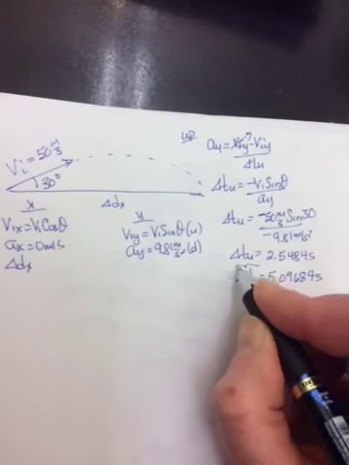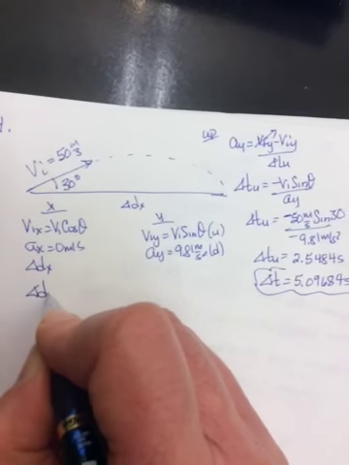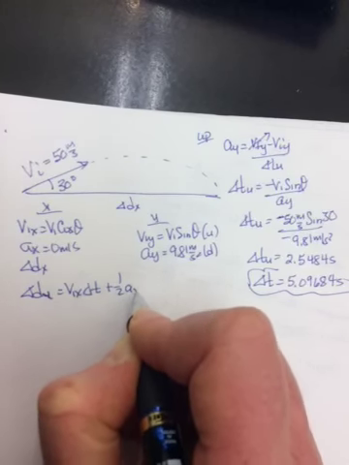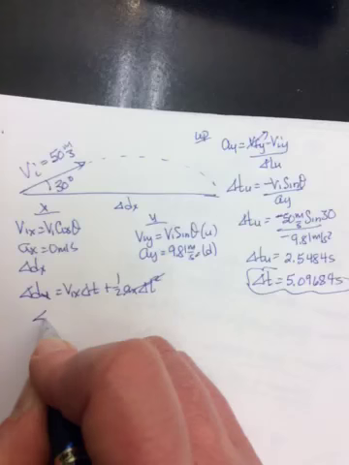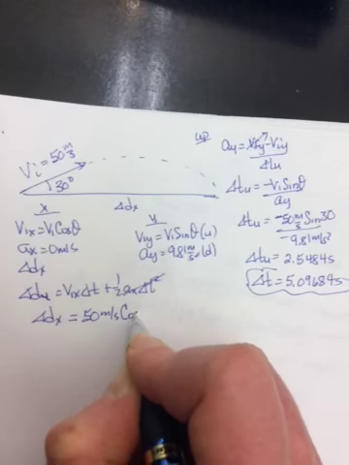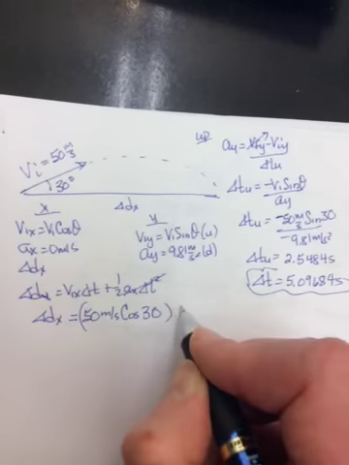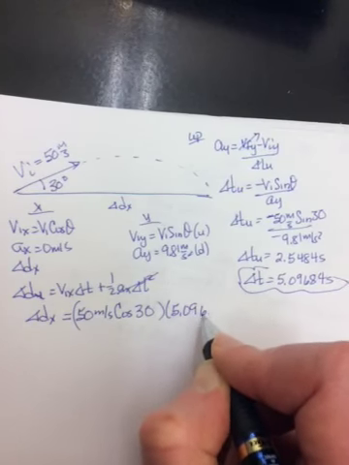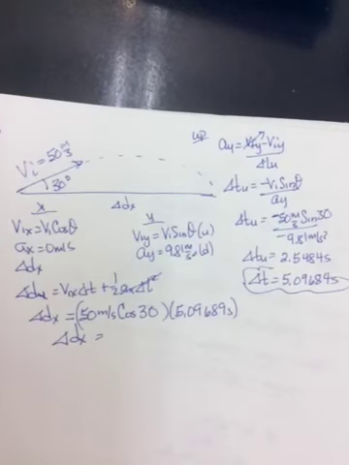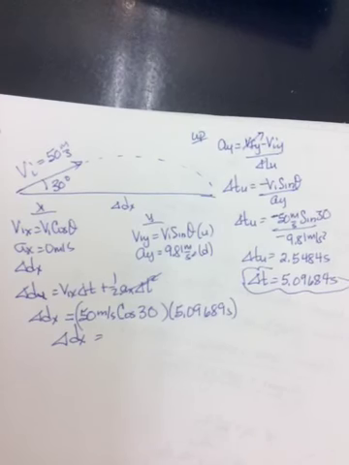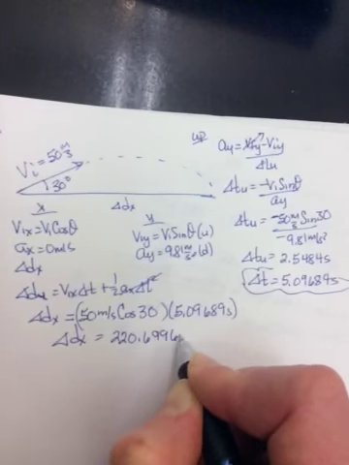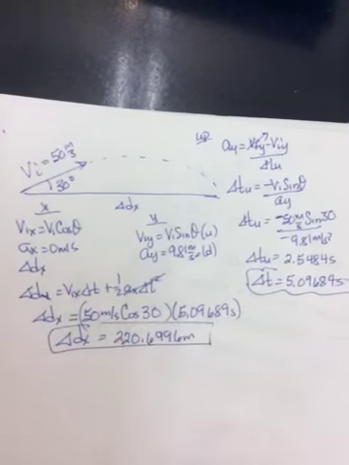Take this time up, go over here, delta dx is equal to VIX delta t, 1/2 AX delta t squared, but this term goes to 0. So delta dx is equal to 50 meters per second cos of 30, and that gets times by your 5.09689, etc. seconds. So times 50 times cos 30, 220.6996 meters. Okay?